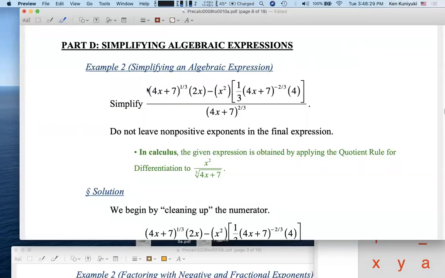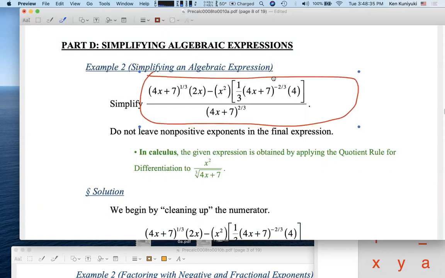All right, folks, let's simplify this monster. I don't think I'm offending anyone when I say that. This is a monster, and I'm not joking with you. This is not a joke. You do see expressions like these in calculus.